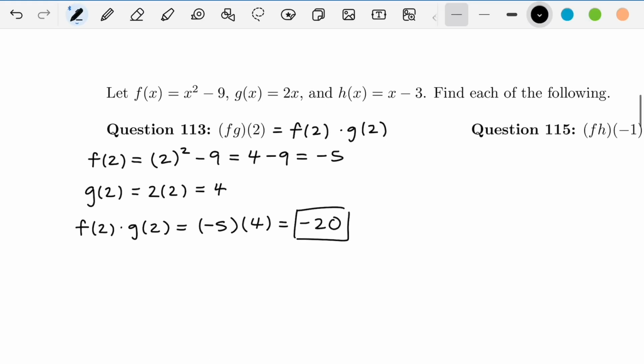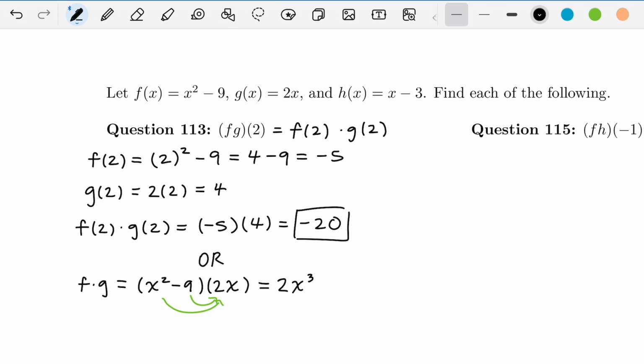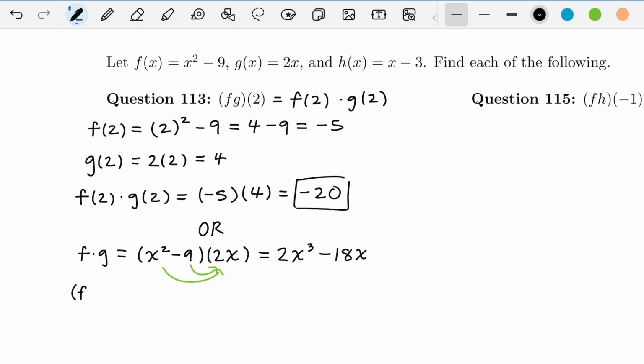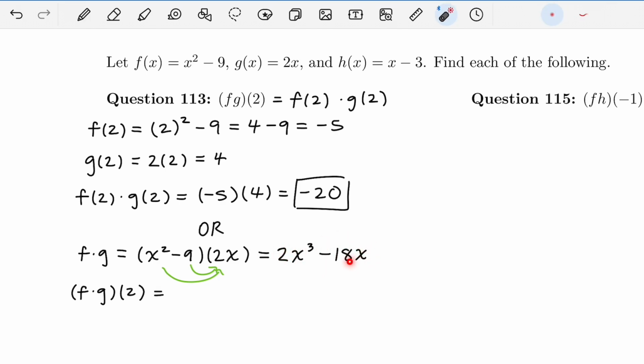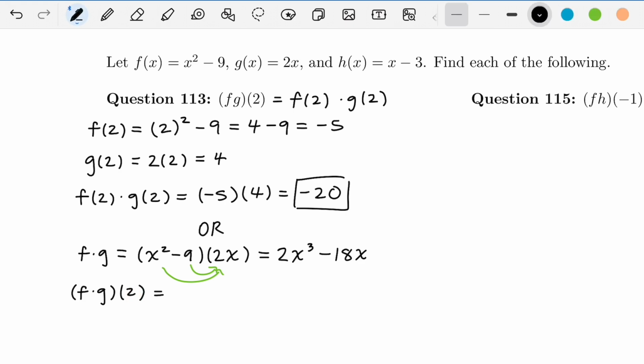Or another way that we can determine this is to first multiply our two polynomial functions. So f of x times g of x, this would be x squared minus 9 times 2x. Now to multiply this, we're going to multiply x squared times 2x and minus 9 times 2x. So x squared times 2x, this will give us 2x cubed, and then minus 18x. Now from here, we want to figure out the product of these two polynomial functions, so this guy, evaluated at x is equal to 2. So what we can do is just plug in our value for x.